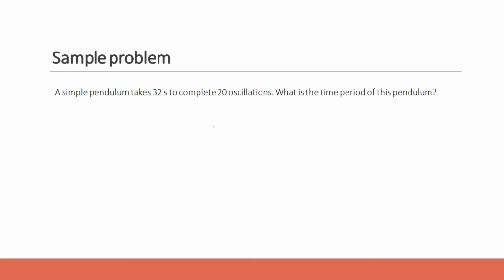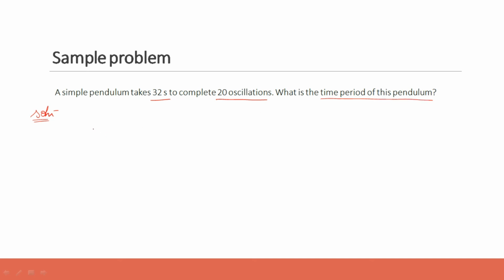All right, now let's see a sample problem and try to answer it. You have to pause the video to answer this question. If there is any problem, I am doing the solution, you can note it down. Otherwise, it is recommended that you try it yourself first. Here the problem is: a simple pendulum takes 32 seconds to complete 20 oscillations, and we are required to find the time period of the pendulum.